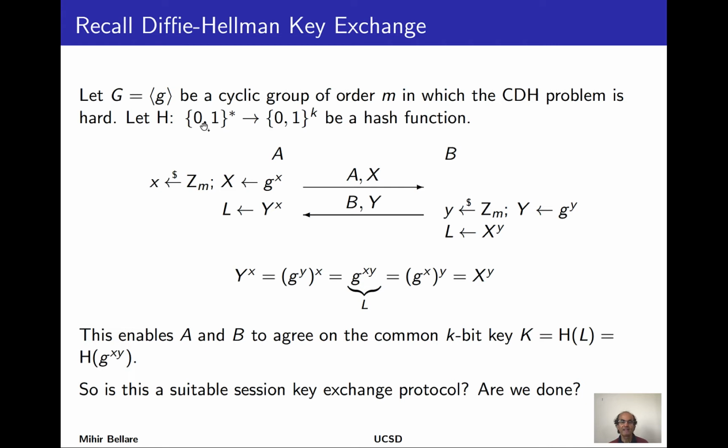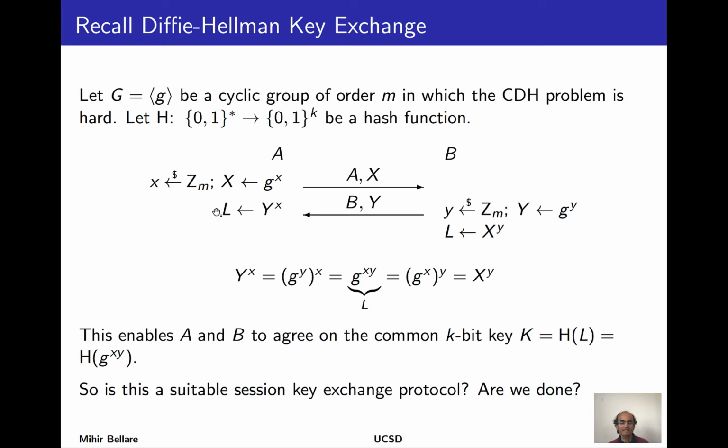So here we fix a cyclic group. We know its order and we know a generator. And we assume the computational Diffie-Hellman problem is hard. And we also fix a hash function, which returns strings of some length k, which will be the length of the key that we get back.